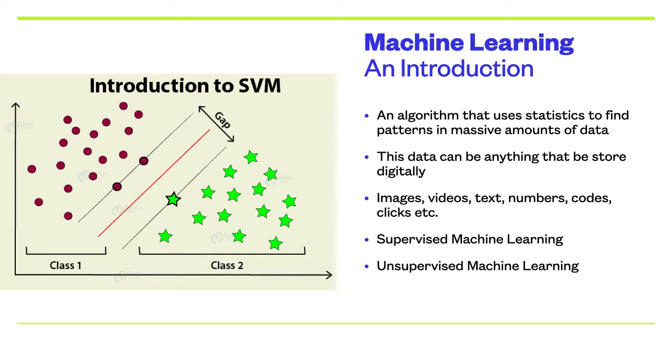On your left, you see an SVM model, which basically has two classes of data, dots and stars. This data is linearly separable, and thus it uses a line to separate the two types of data into two different classes.